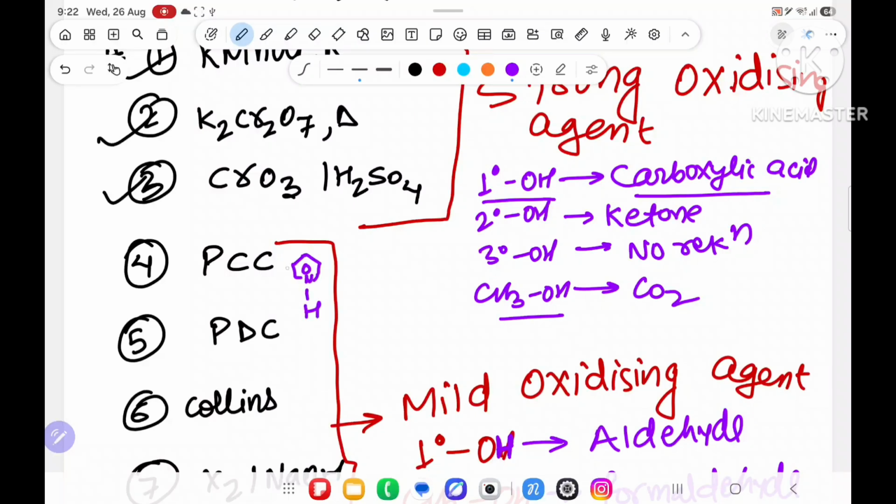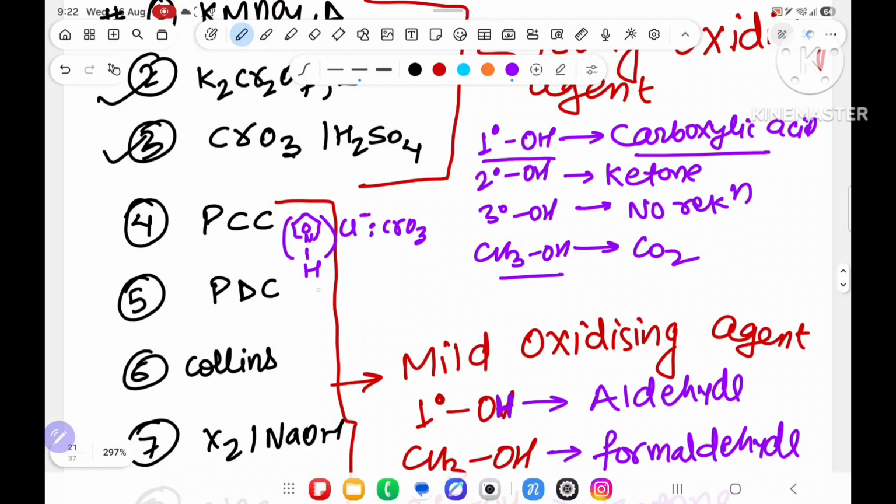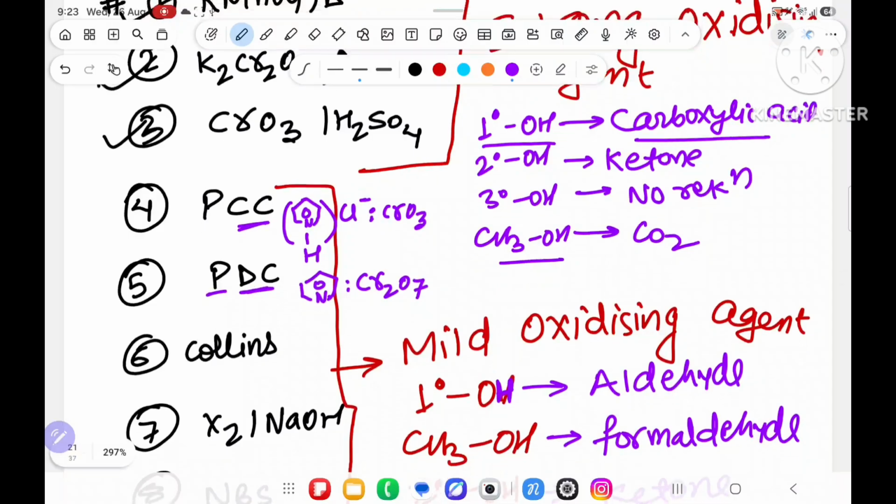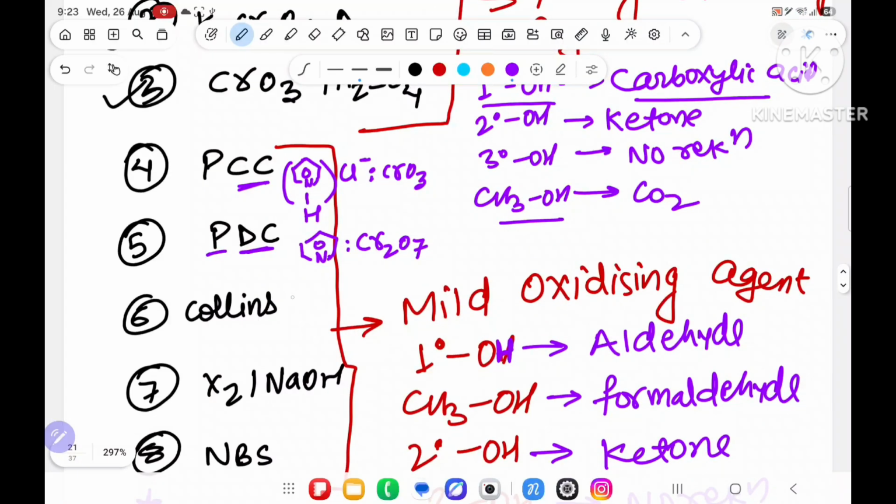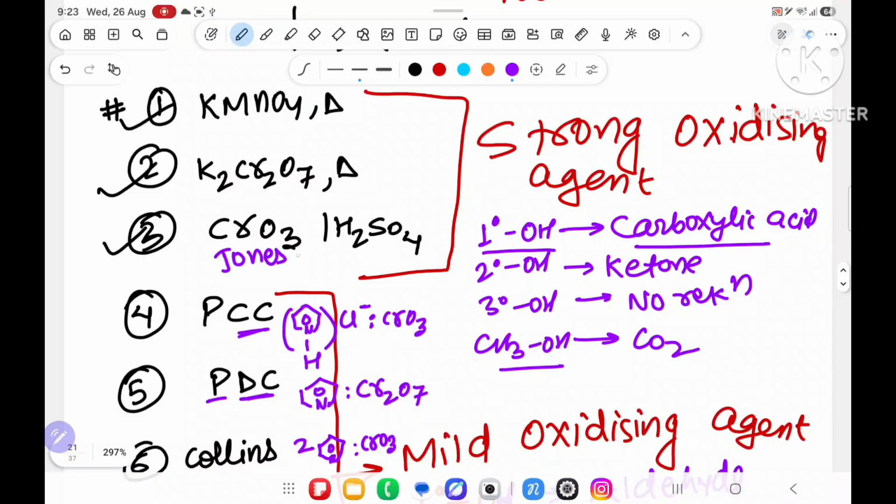Pyridinium, then chloro, then chromate, CrO3. PDC reagent will be pyridinium, N is there, then Cr2O7, dichromate: pyridinium dichromate. This one is chlorochromate, this one is dichromate. Sometimes Collins reagent will be 2 moles of pyridine and CrO3. This reagent name is Jones reagent.